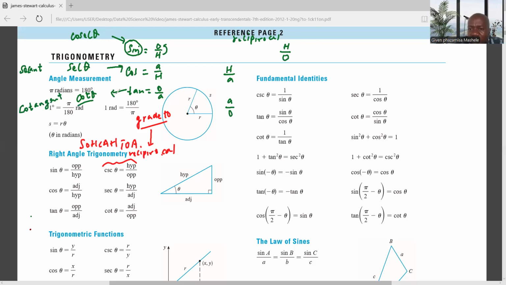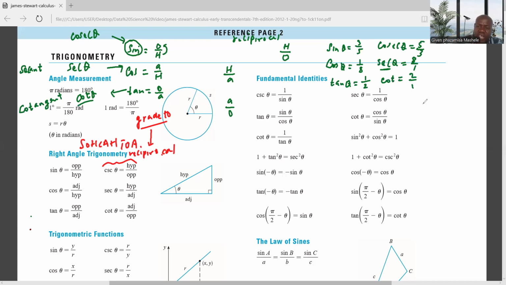Which means that if we know, for example, that sine theta is 3/5, because the reciprocal of sine is cosec, then cosec theta will be 5/3. It's just an example. If we know that cos theta is 1/8, then sec theta, because sec is the reciprocal of cos, is going to be 8/1. And if tan is, just as an example, 1/2, then cot will be 2/1.